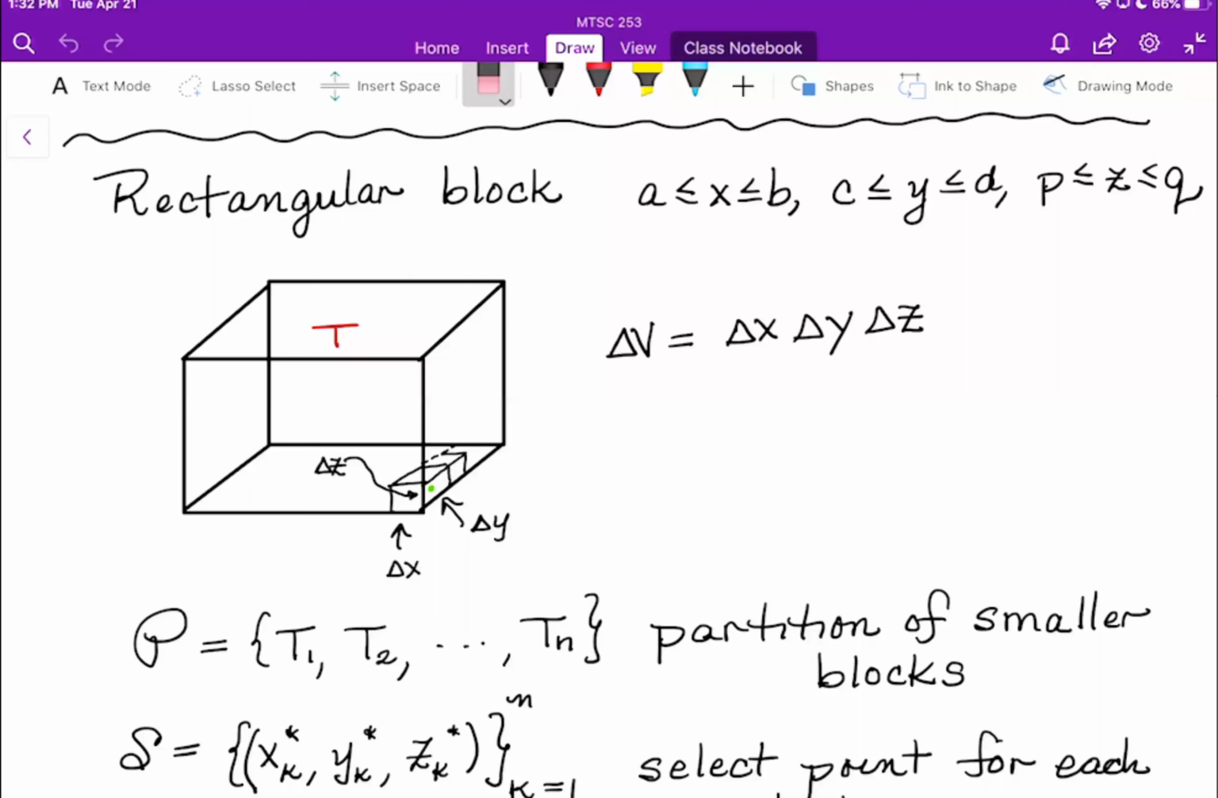So we were looking at triple integrals and using them to compute volume and then possibly mass.